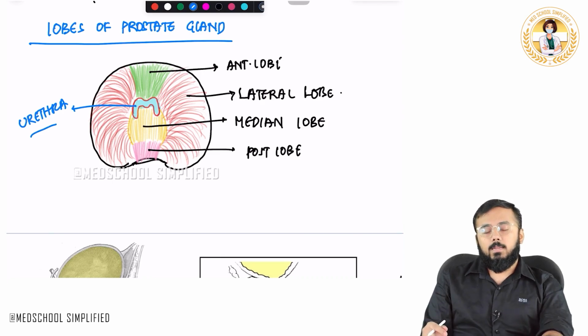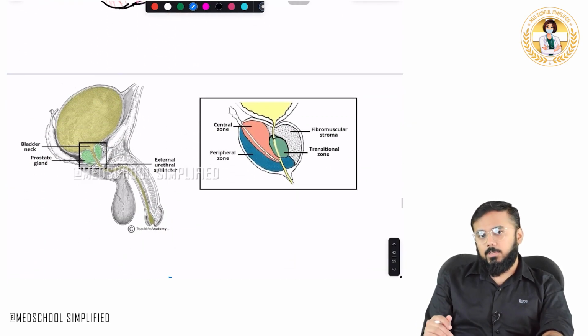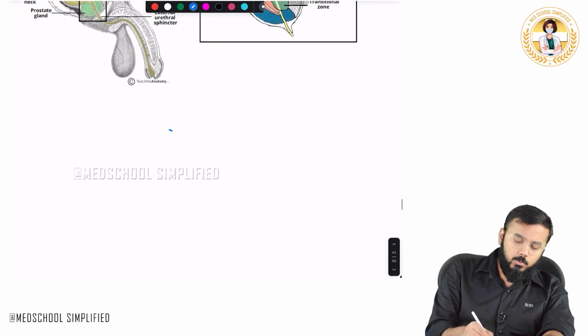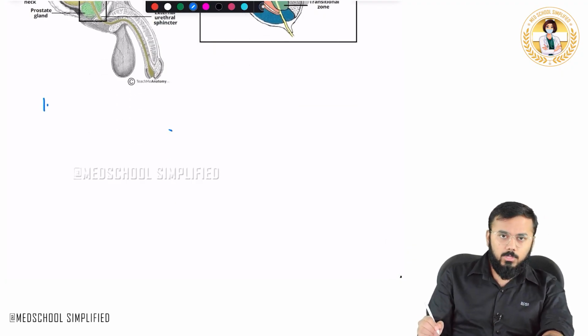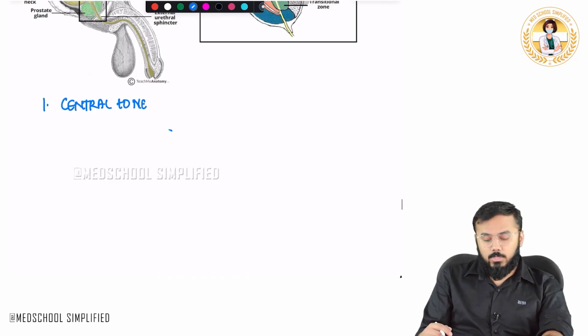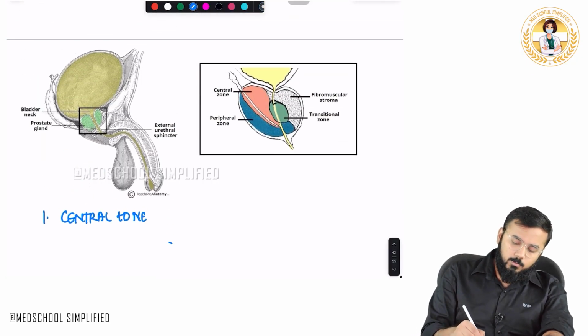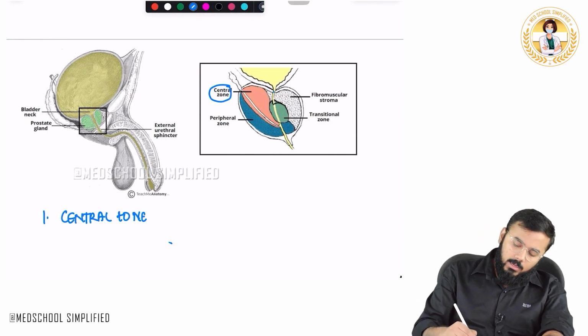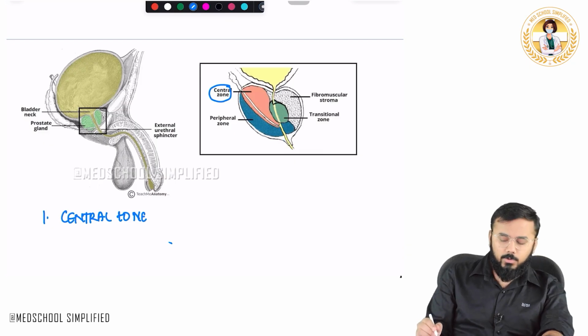The next important thing is another classification of the different zones of the prostate gland. When you cut the prostate gland, it is divided into different zones. The first important zone is called the central zone. The central zone is the zone present in the center. This zone over here is your central zone, and this yellow duct in the center is your urethra.